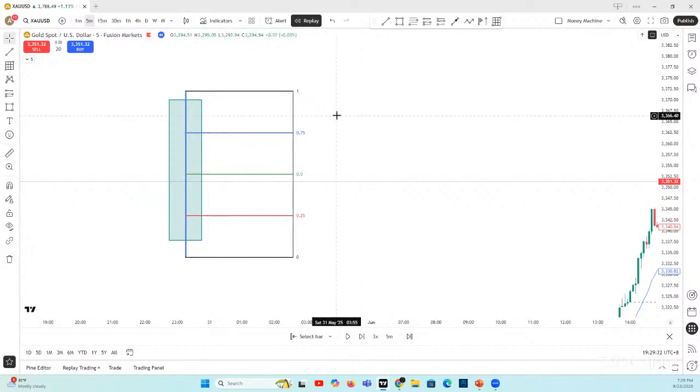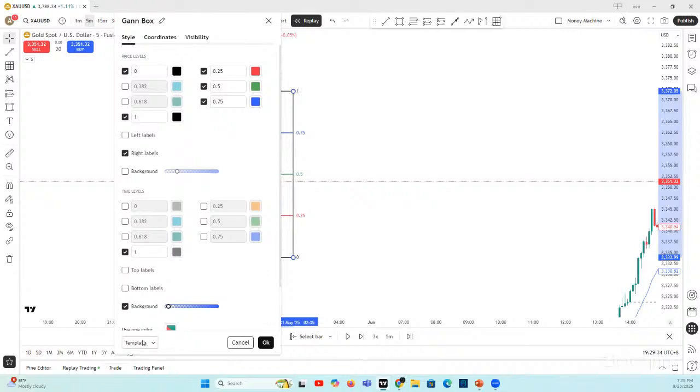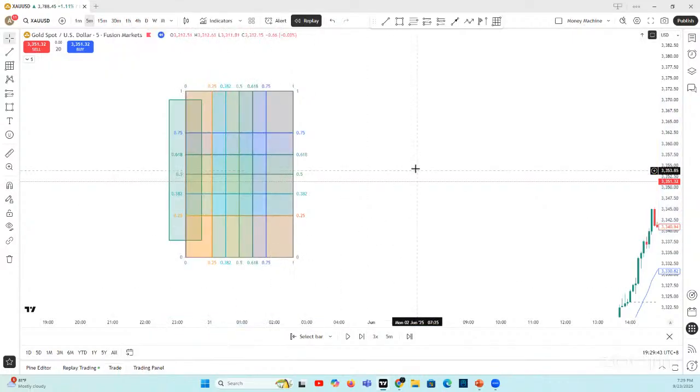Now, maybe you are trying it on your computer and it's not the same as my Gunbox. What happened? Yes, it's not the same because of this, my friend. The default Gunbox looks like this. It looks like that. And I don't like it.